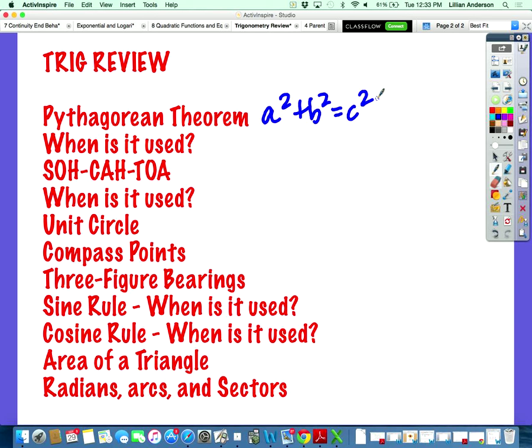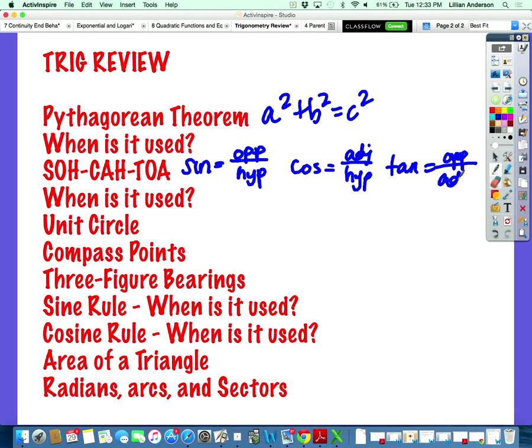What does SOHCAHTOA stand for? Sine opposite over hypotenuse, cosine. And when do you use SOHCAHTOA? Whenever you're trying to find one side, you have the angle measure, or when you're trying to find an angle measure, you have two sides. You use this also with what types of triangles?